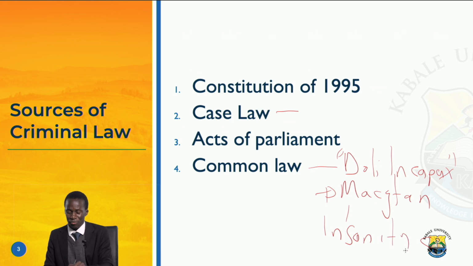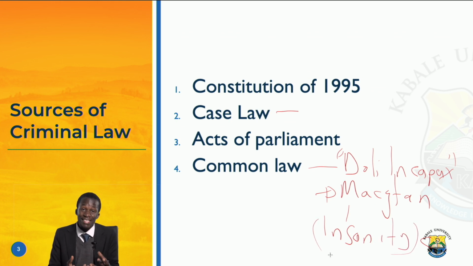Basically, people who are of unsound mind, people who have mental illnesses, are not supposed to suffer any form of liability. That is also very vital in as far as our understanding of liability is concerned. So clearly, common law is one of the very important sources of criminal law. Now, we are done with the sources of criminal law.